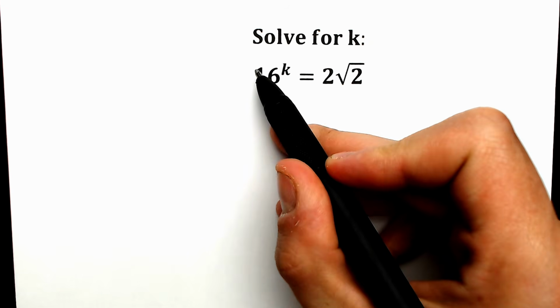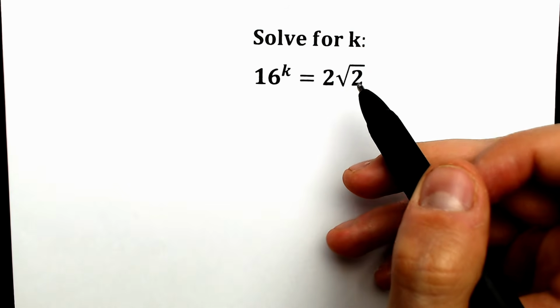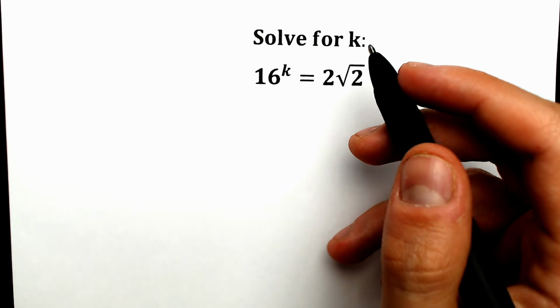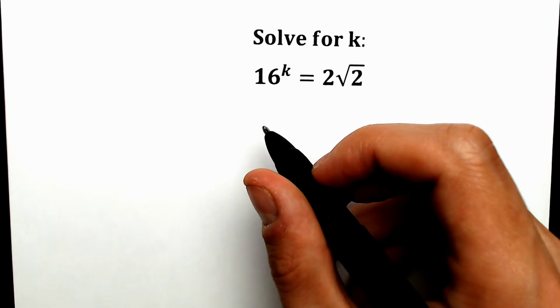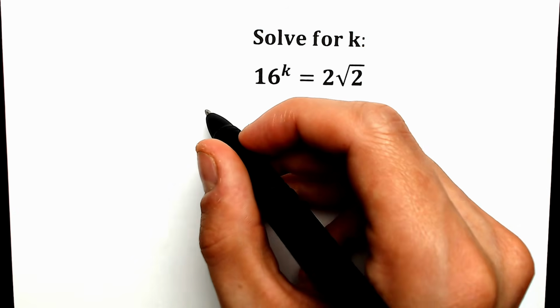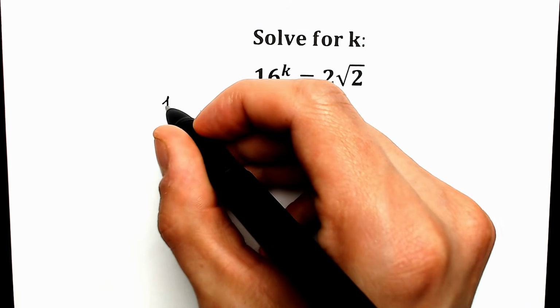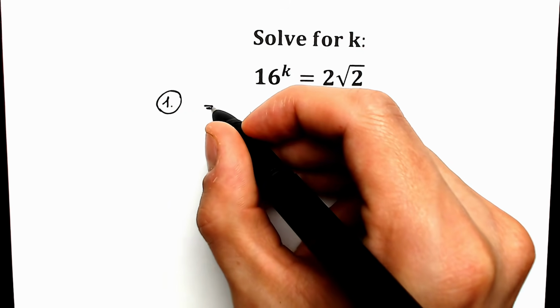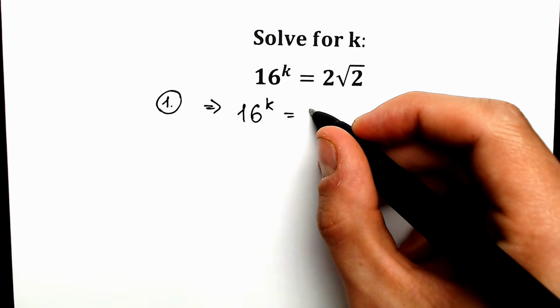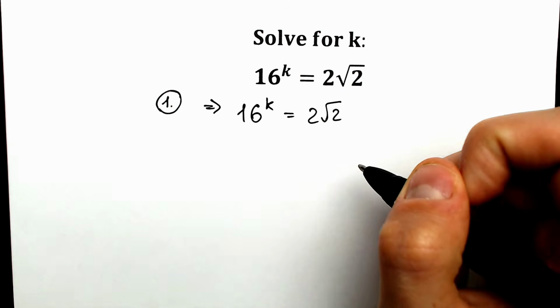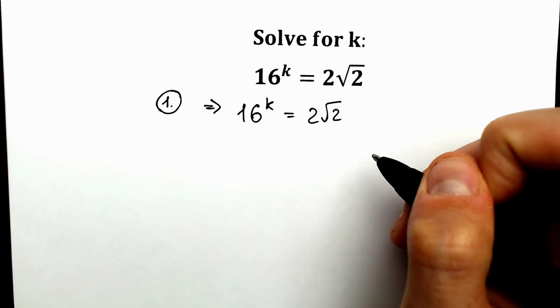Okay, so 16 to the power k equal to 2 square root of 2. And right now I'm gonna show you two fast methods for how you can solve this question. The first one, maybe the classic, the basic one, is according to the power rule. So I wanna underline that this is our first method. We have 16 to the power k equal to 2 square root of 2. And right now let's solve this question according to basic power rules.